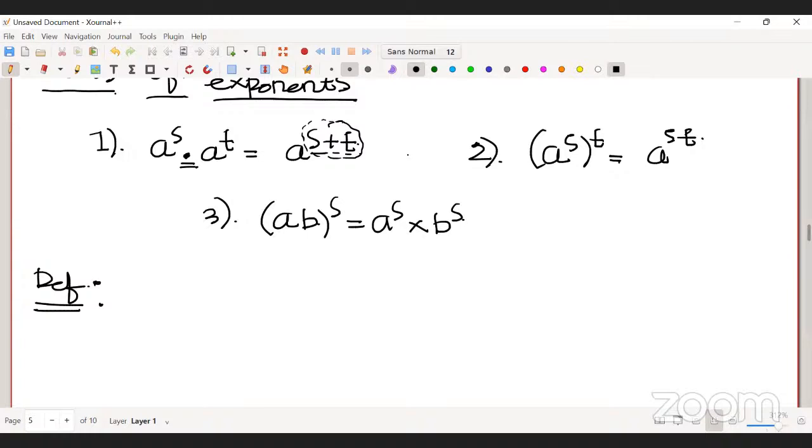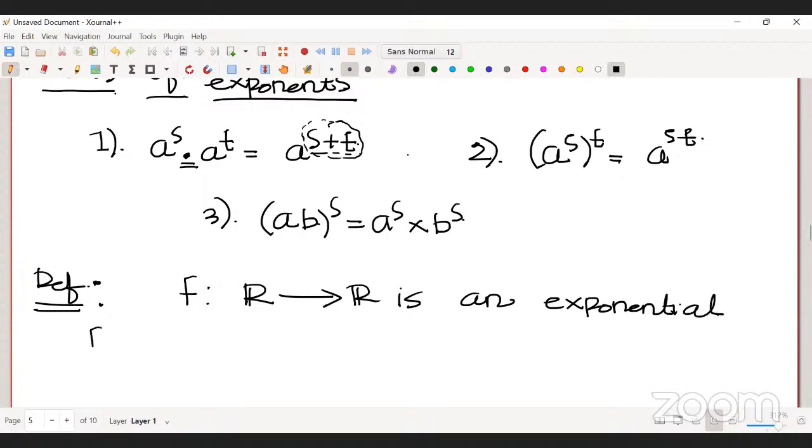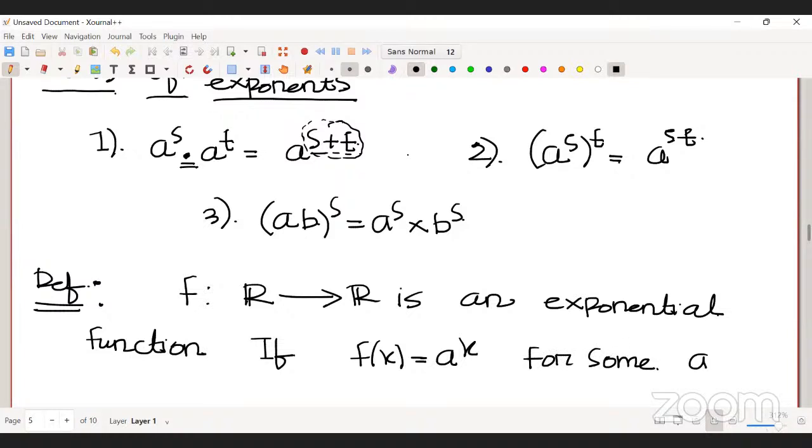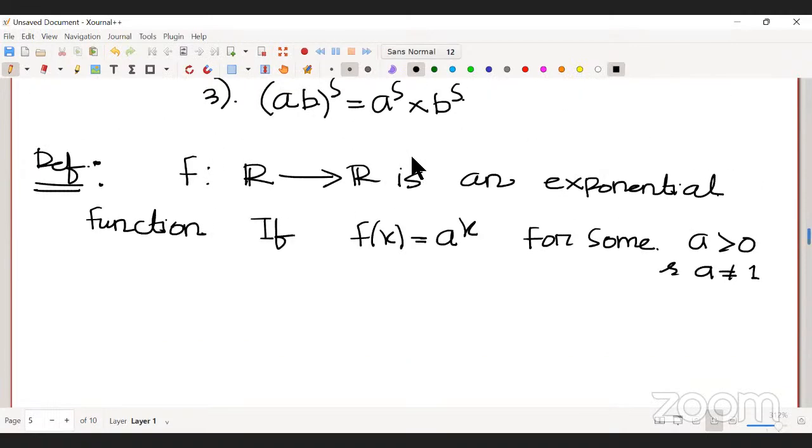So the next thing: a function f is an exponential function if f of x is a power x for some a greater than 0 and a not equal to 1. If I have a function in this form, f of x equals a power x, with that condition on a, then my function is an exponential function. For example, f of x equals 2 power x is an exponential function by the definition, right?